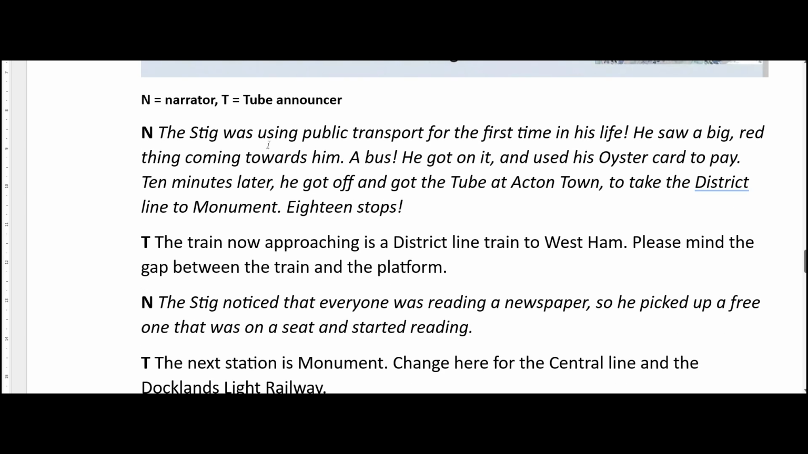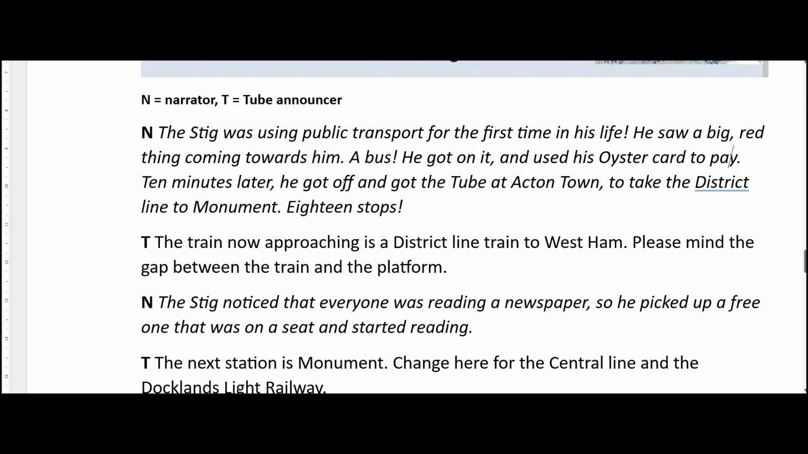Итак, дальше идет Стиг, то есть тот, кто на общественном транспорте. Стиг использовал общественный транспорт первый раз в его жизни. Он увидел большую красную штуку, которая ехала навстречу к нему. Автобус. Он зашел в автобус и использовал свою ойстерскую карту, то есть такая специальная карта, которой можно платить за транспорт в Лондоне.